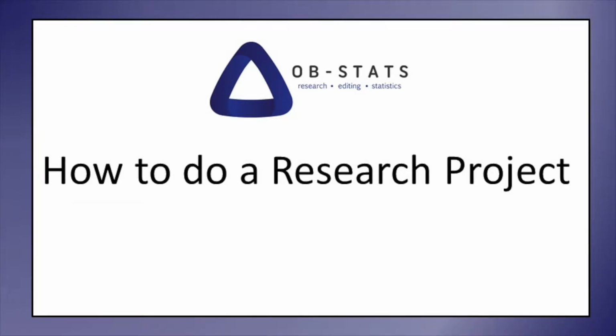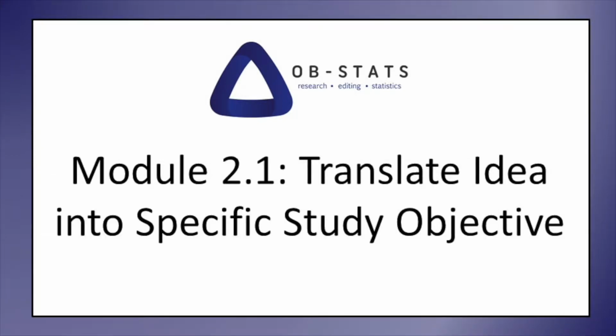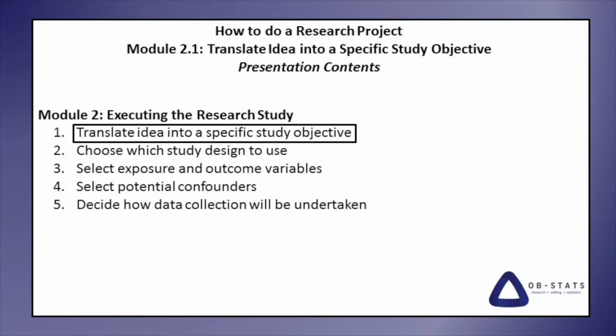How to do a research project. Module 2.1, Translate idea into a specific study objective. The second module of this course consists of executing the research study and has 5 submodules.